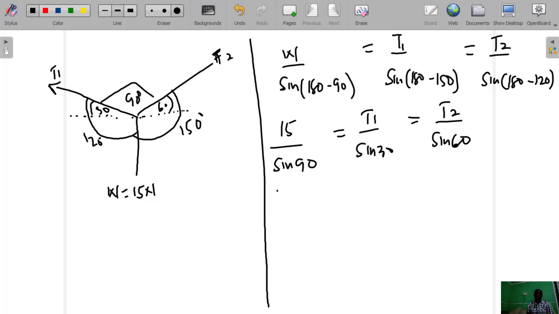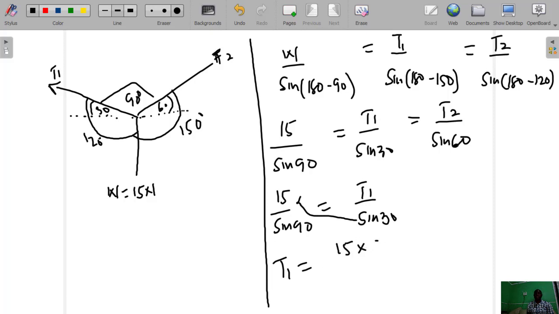So let's solve for T1. 15 over sine 90 should be equal to T1 over sine 30. So we cross multiply and the result will come. So our T1 is equal to 15 times sine 30 over sine 90, and we are going to get T1 equal to 7.50 Newton.